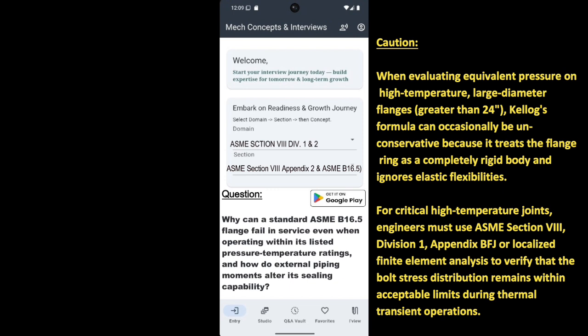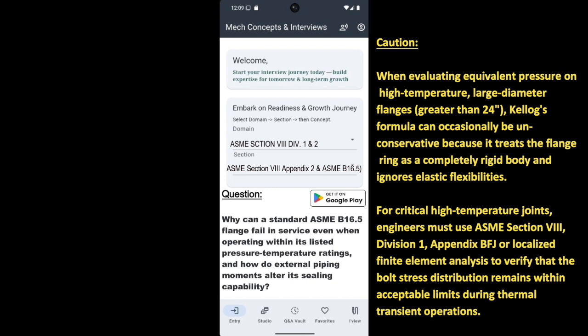The primary detailed caution here is that Kellogg's formulation fundamentally treats the flange ring as a completely rigid, unbending body. It ignores the elastic flexibility of the flange itself. It completely ignores it. While it is an excellent conservative screening tool for standard sizes, when evaluating equivalent pressure on high-temperature critical joints or large-diameter flanges, specifically those greater than 24 inches, Kellogg's assumption of rigidity becomes highly unconservative.